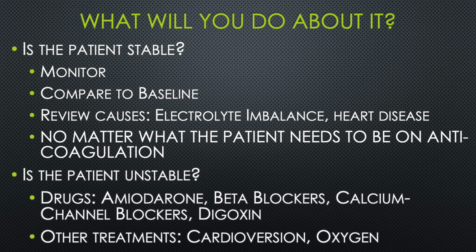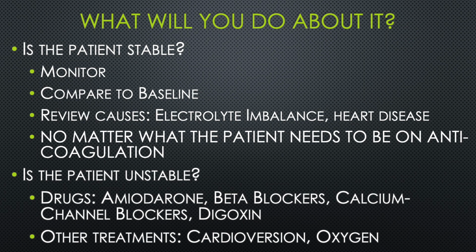Our goal, even though we like to slow down this rhythm to a normal rate, is more than anything to get back to normal sinus rhythm. So how can we do that? We can use drugs such as amiodarone, calcium channel blockers, and digoxin. These drugs also will slow down the heart rate, but they'll also have the capability to convert you back to a normal rhythm. If those drugs aren't effective or if the patient's very unstable, we might also consider other treatments like cardioversion and oxygen to support their oxygenation needs.